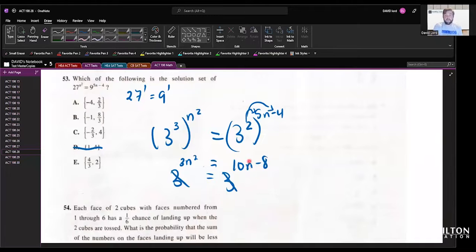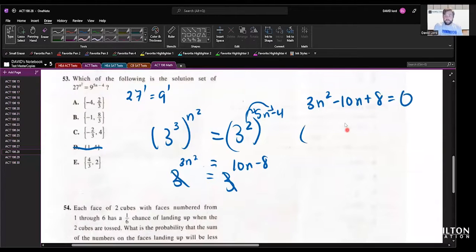And that is your classic quadratic. So we get 3n squared minus 10n plus 8 is equal to 0. And so then we have to think of two numbers that multiply to give us 8, but then somehow we get a sum of 10. So this might take you a couple tries, but I found that 4 and 2 work pretty well. But it depends on where you put the 4.